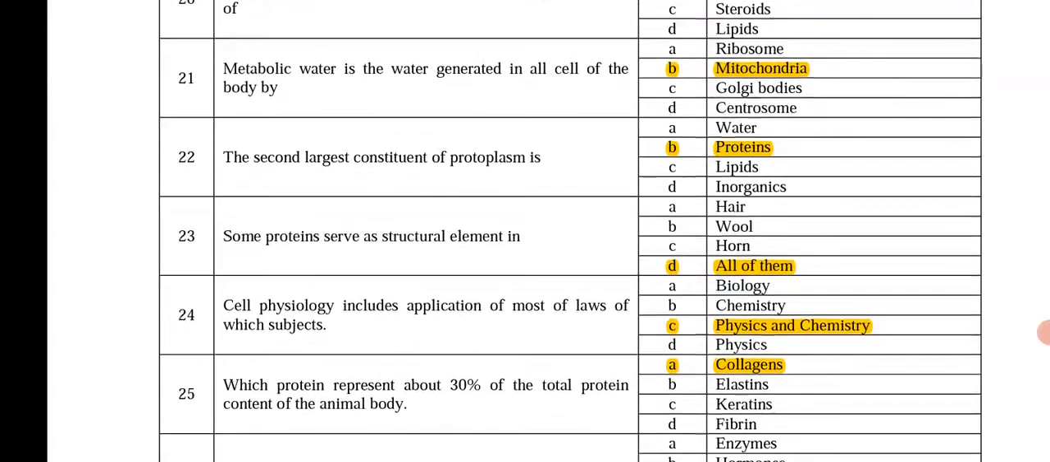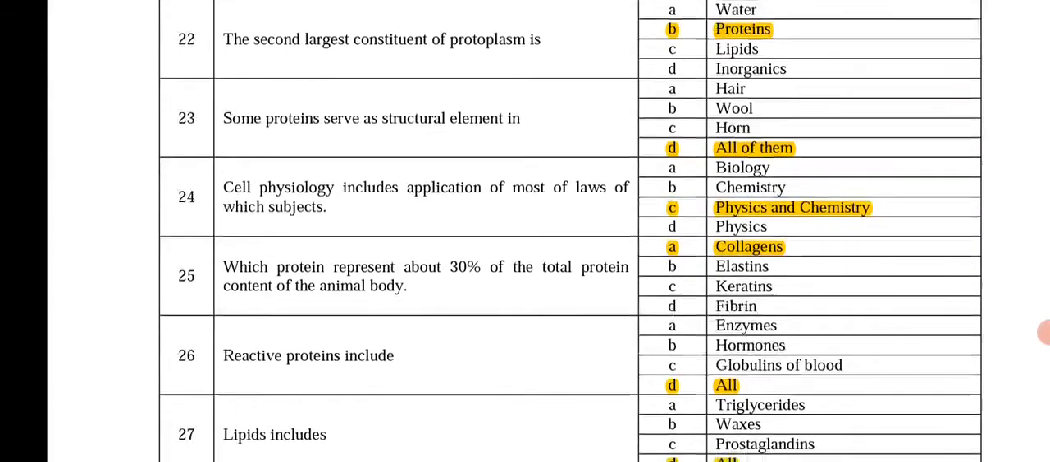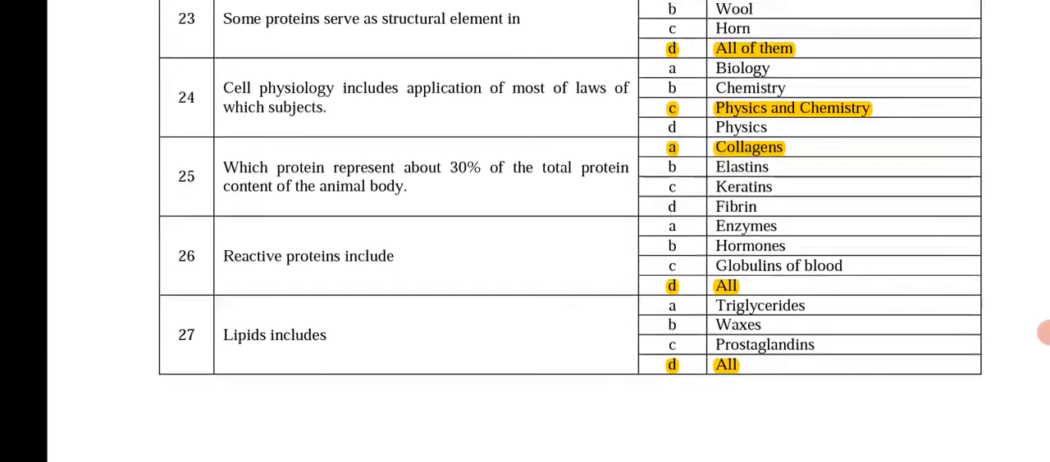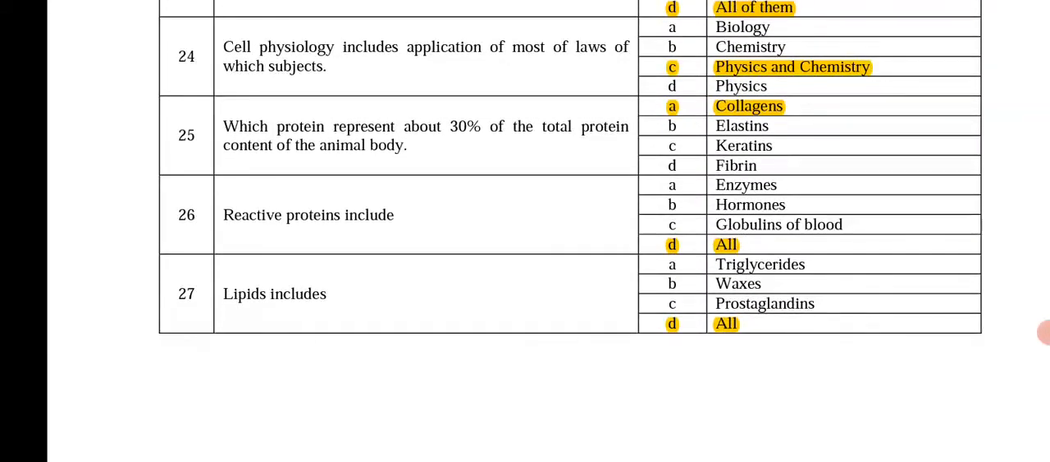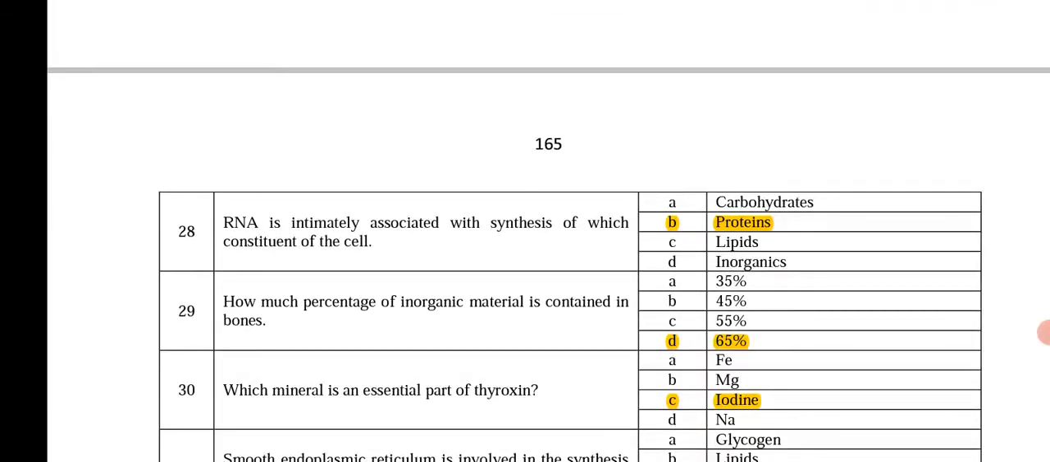Some proteins serve as structural elements, as in hair, wool, and horn. Cell physiology includes application of most of the laws of which subjects? Chemistry and physics. Which protein represents about 30% of total protein content of the animal body? Collagens. Reactive proteins include all of the above, such as enzymes, hormones, and globulins of blood. Lipids include triglycerides, waxes, and prostaglandins.